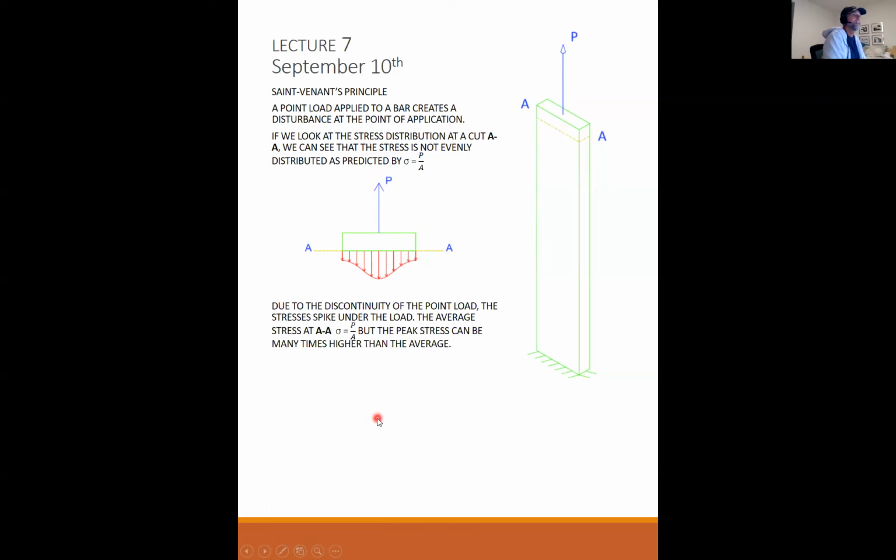Due to the discontinuity of the point load, the stresses will spike under the load. The average stress at AA does equal sigma equals P over A. So if you were to take an integral of this, sum up all the stresses and take an average, the average is still P over A. But the peak stress can be many times higher than the average. Okay, does this make sense for everybody?